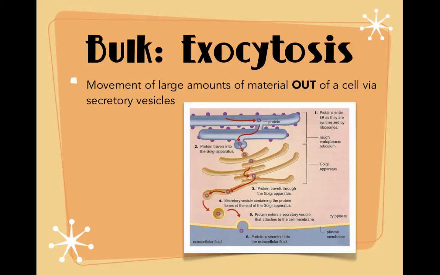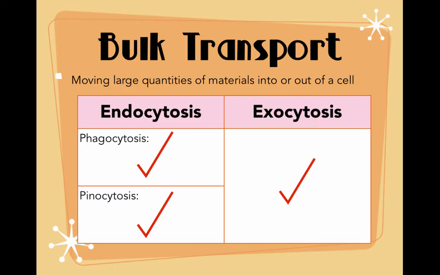What you'll notice is that the proteins first enter the endoplasmic reticulum as they're made by the ribosomes. Then the protein travels to the Golgi apparatus, through the Golgi apparatus. Then the secretory vesicles containing the protein form at the end of the Golgi apparatus where it's about to be pinched off. Once it pinches off, it's in the secretory vesicle, which then attaches to the cell membrane, and then the protein is secreted into the extracellular fluid.